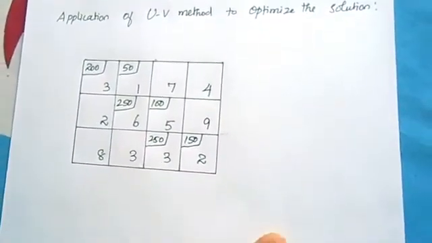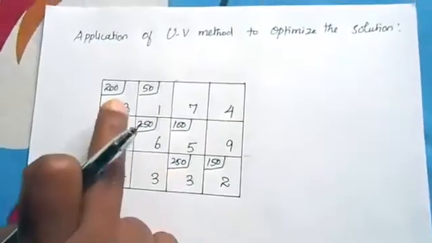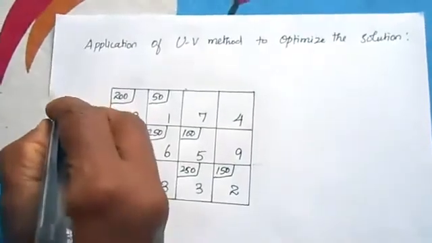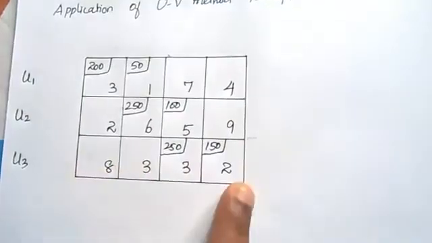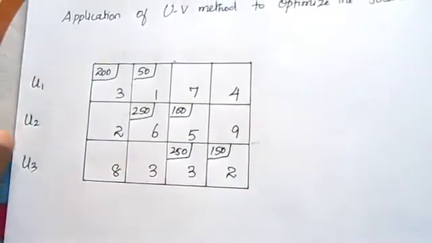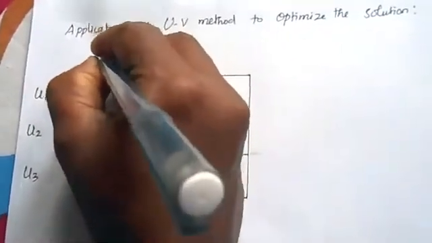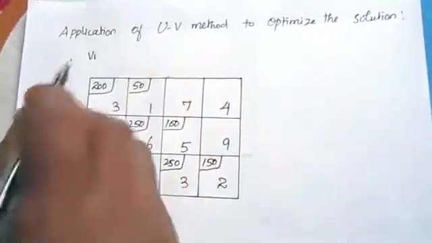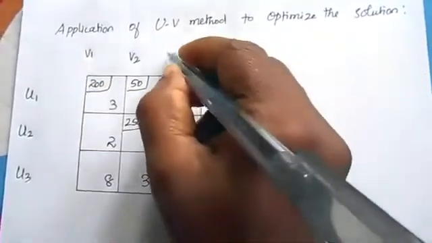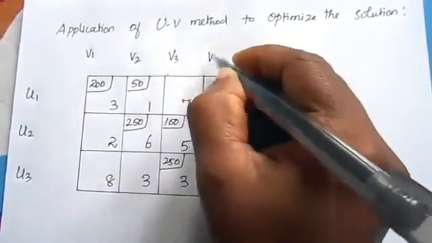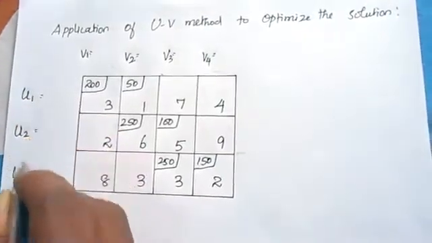So for that, first you need to find the U value and V value. Here 3 rows are there. So this one is U1. For the second row, you need to find U2. For the third row, you need to find U3. So U1, U2, U3 for 3 rows. In the same way, we need to find values for 4 different columns. For that, we need to find V1 for the first column, V2 for the second column, V3 for the third column, V4 for the fourth column.